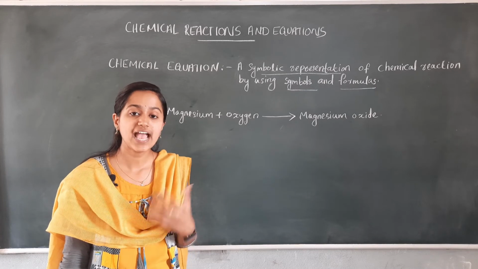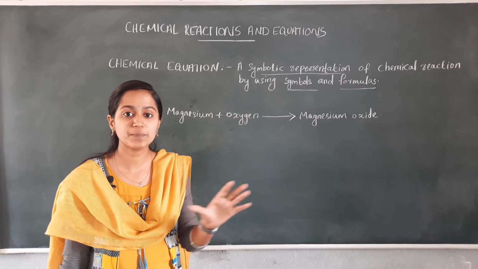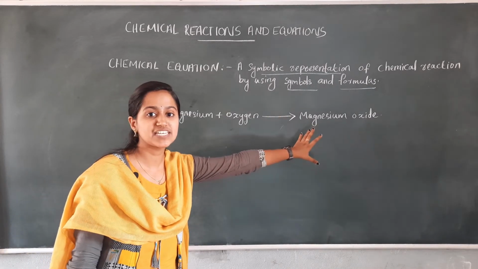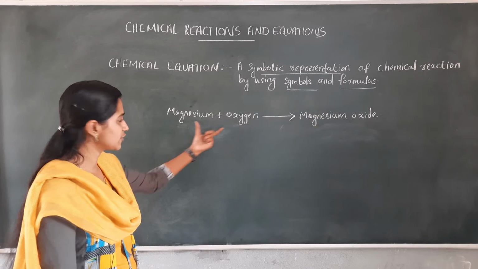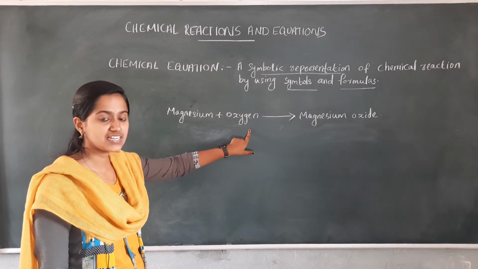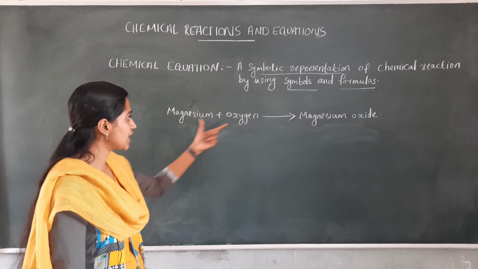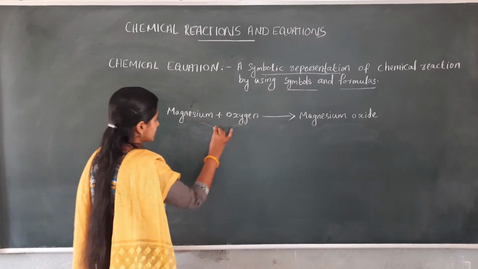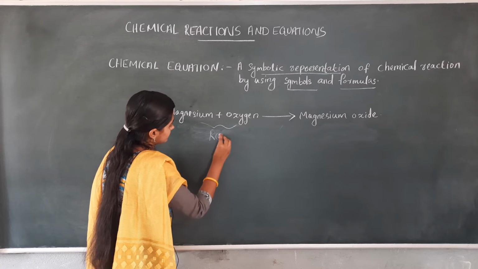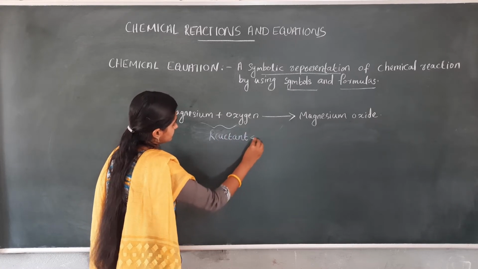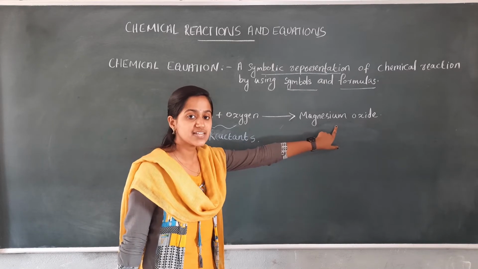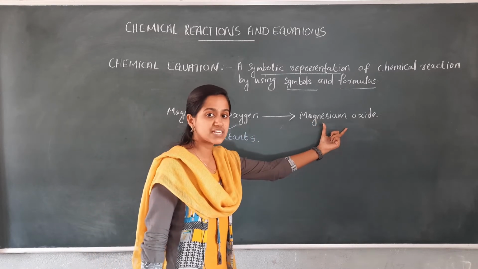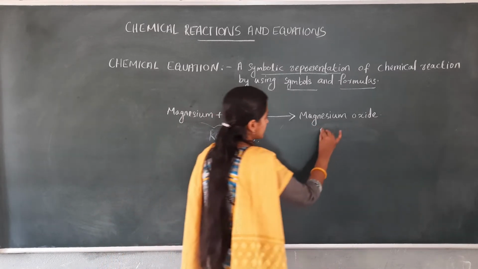Take the burning of magnesium ribbon as an example, which we discussed in our previous video. Here, magnesium reacts with oxygen to produce magnesium oxide. On the left hand side of this equation, magnesium and oxygen are participating in this reaction to produce magnesium oxide. So these substances we call reactants. Then on the right hand side of this equation, as a result of the reaction between magnesium and oxygen, magnesium oxide is produced, which we call the product.